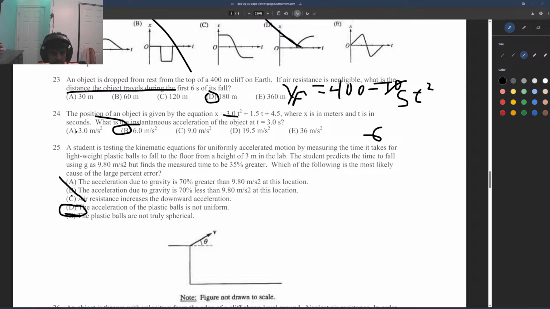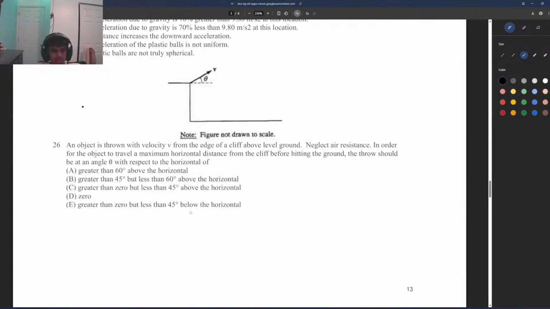Okay, 26. How do you do 26? You want to skip 26, because that was the main question. We did this in class, bro. An object is thrown at a velocity off a cliff above the ground. How do you do that? It's like, in order for you to logic it out, I remember doing this. That's literally the one.